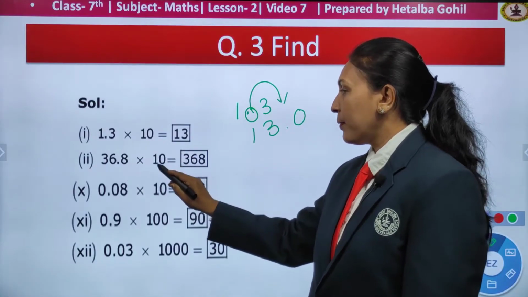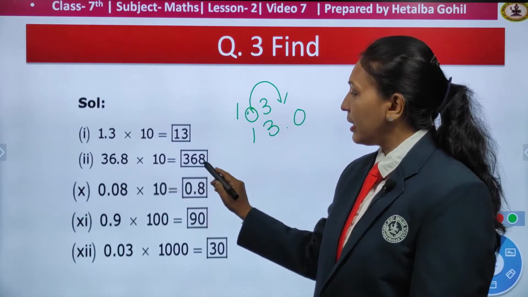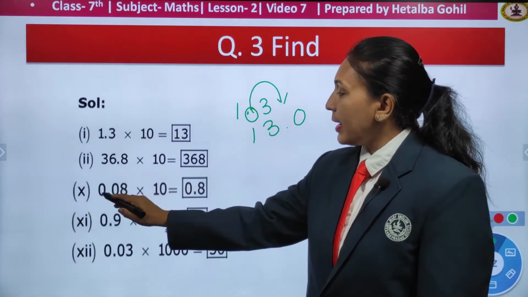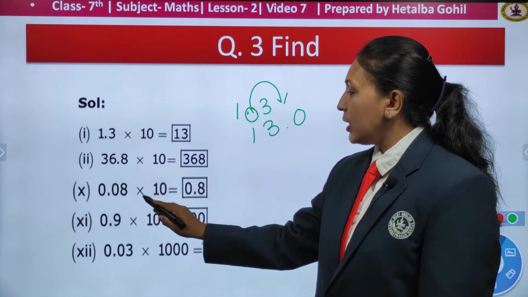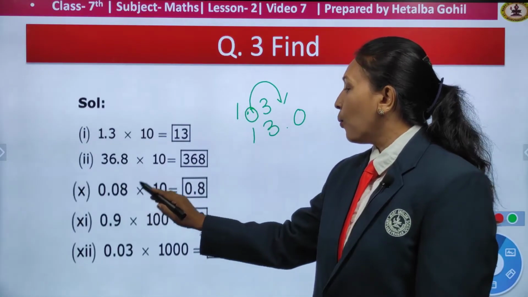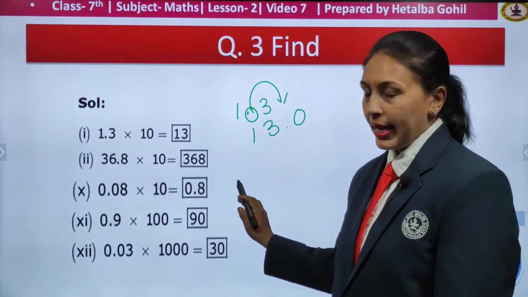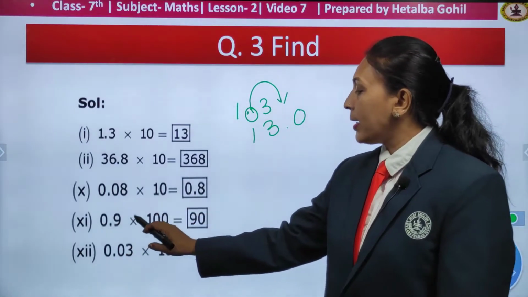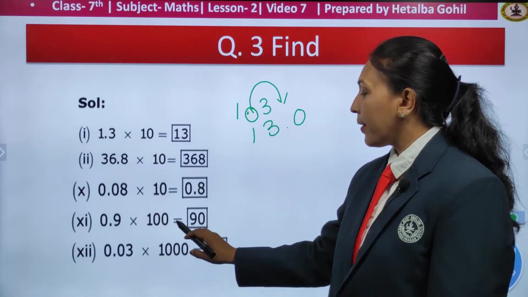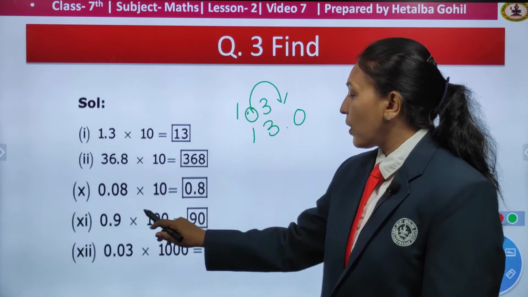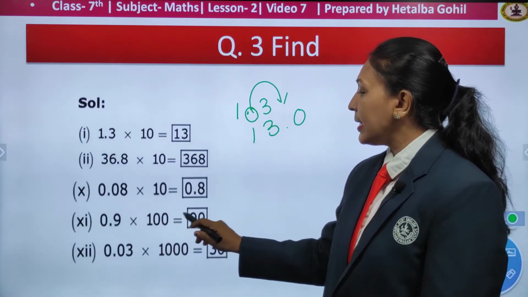Similarly, 36.8 into 10. The point will shift one place to the right side. I will get my answer here as 368. Next, 0.08 into 10. Shifting one place to the right, I will get my answer as 0.8. 0.9 multiplied by 100. So I have to shift the decimal point 2 places to the right. So I will get my answer here as 90.